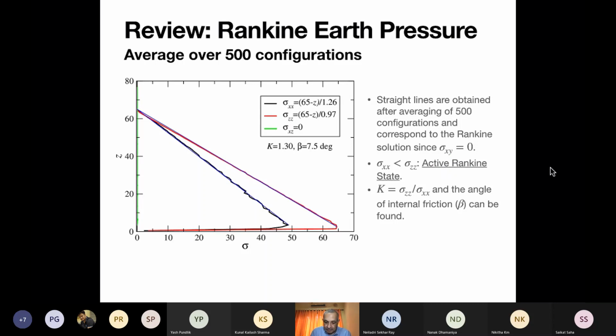active Rankine state. If you calculate K as just sigma ZZ by sigma XX, because they are straight lines, you can easily find out what the ratio is. It turns out to be 1.3, and that gives an angle of internal friction of 7.5 degrees. So this is one thing that I showed you last time.